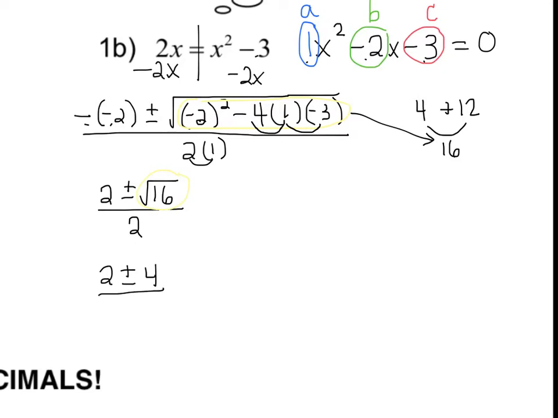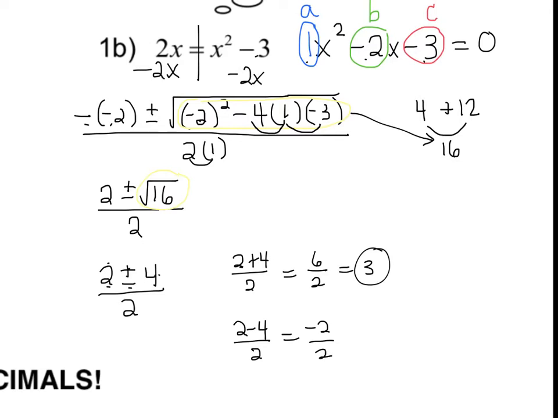by 2. So now I have the two problems. The first problem is 2 plus 4 divided by 2. And the second problem is 2 minus 4 divided by 2. So 2 plus 4 is 6. 6 divided by 2 is 3. 2 minus 4 is -2, and -2 over 2 is -1. So those are the two answers. That's what x equals.